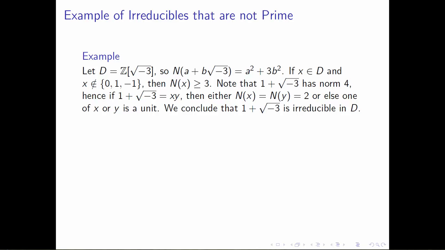Now if we take an element of this domain and that element is not 0, 1, or -1, then the norm of that number is at least 3.